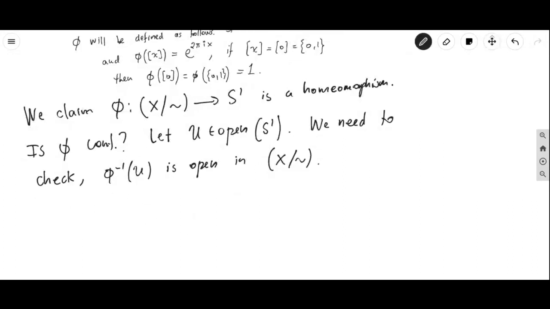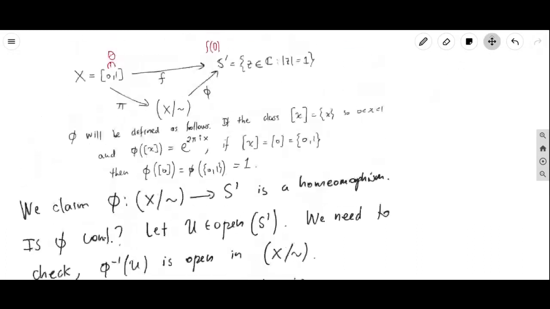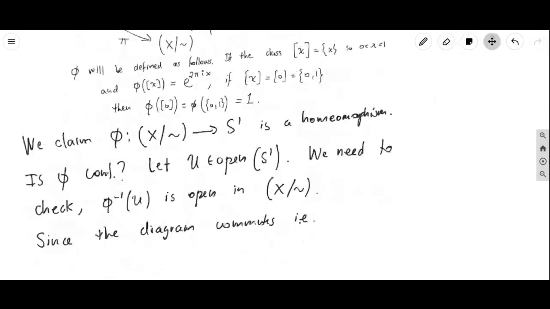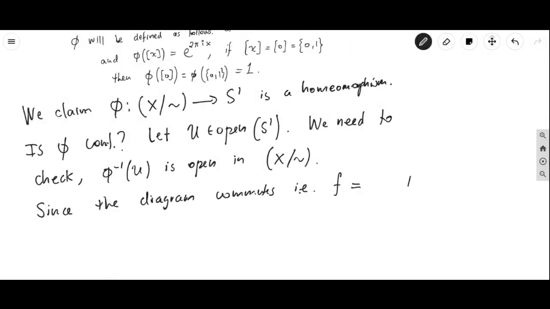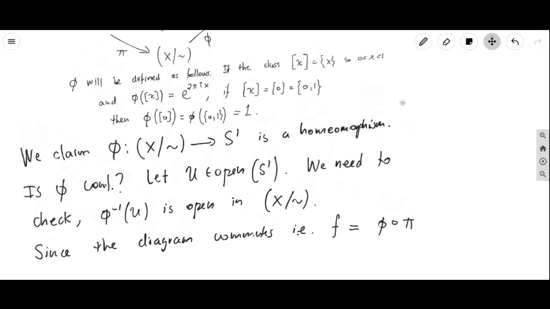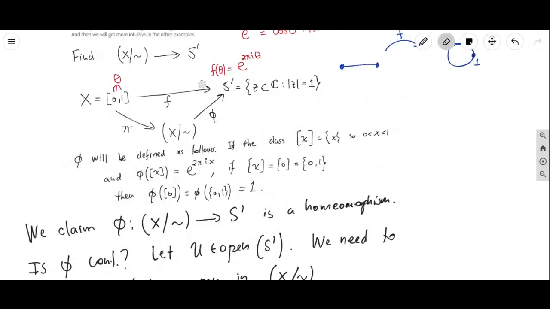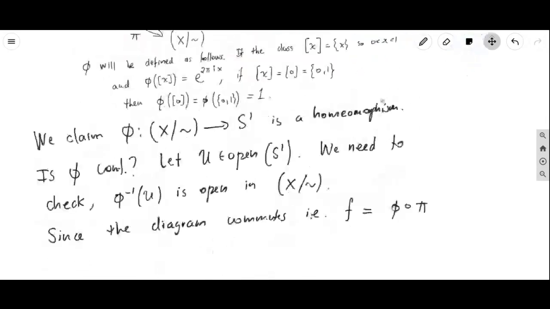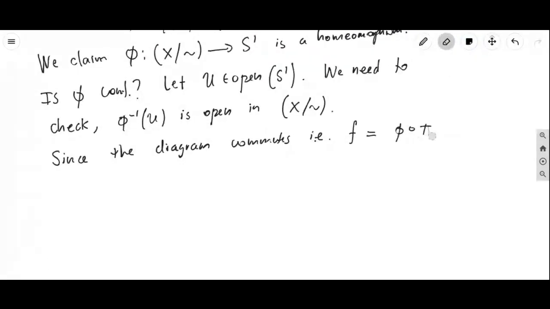Now, since the diagram commutes, that's just another way of saying that if you go directly by f, that's the same thing as going by pi and then composing with phi, right? That's what we mean. If you pick theta and you go through f, that's the same thing as mapping theta into the class and then going by phi. Because if you look at the way phi is defined, it's defined by the exact same rule as f is. So the diagram commutes.